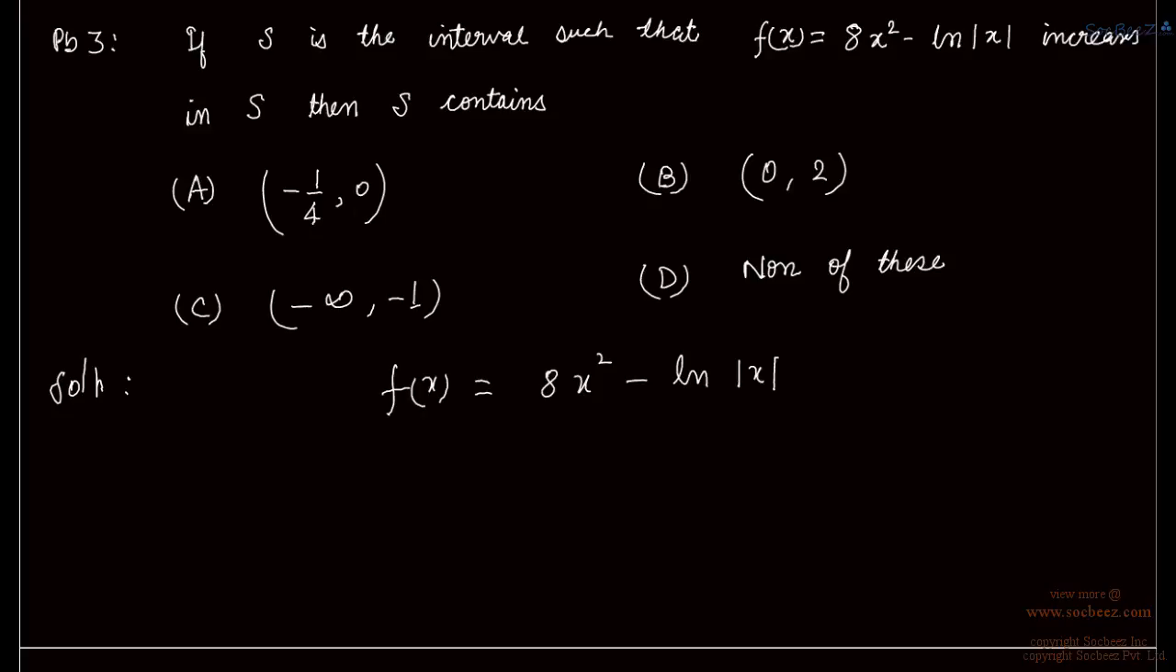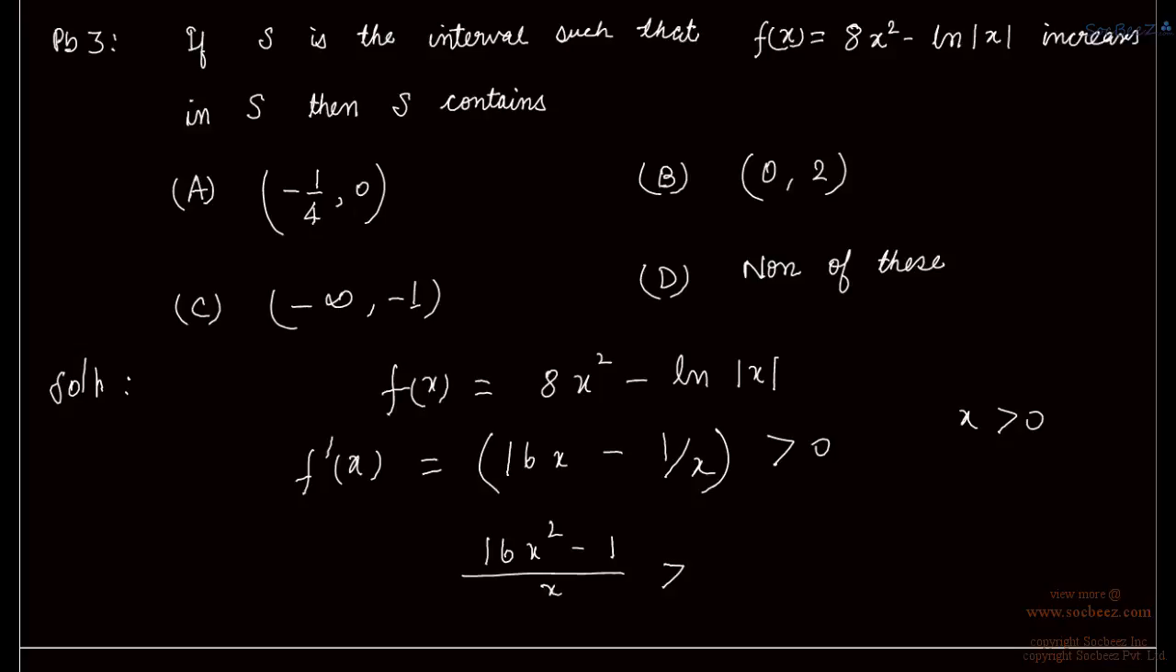So if we evaluate, clearly here the domain is x greater than 0. So f dash x, if we calculate, then we will be seeing the value is 8 times 2, which is 16x, minus 1 upon x. So for f x to be increasing, f dash x must be greater than 0, right? That means 16x square minus 1 upon x must be greater than 0.